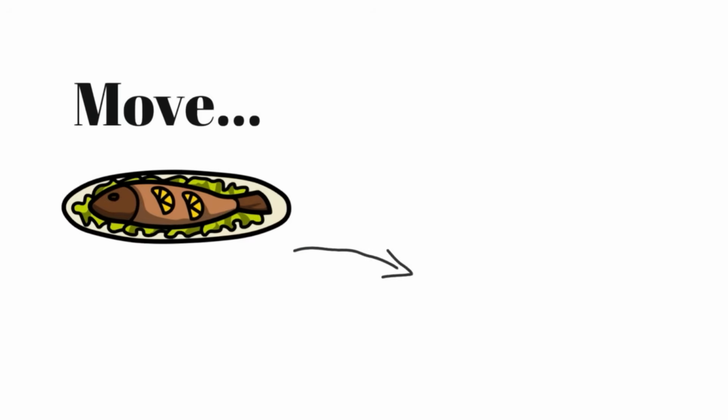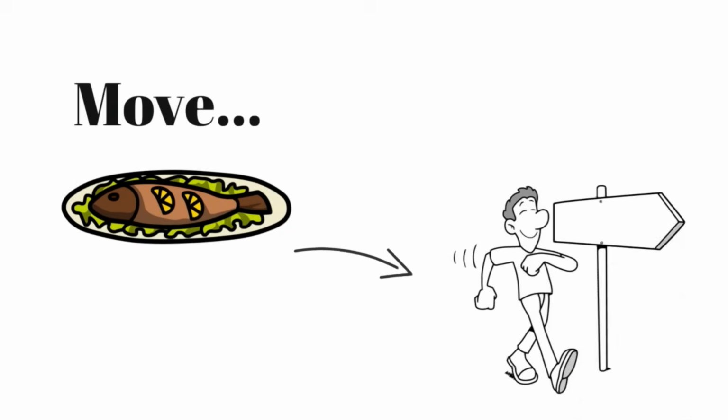On to the last 1-minute habit of this video, and that is to take a brisk walk after your meals. Just 10 minutes of walking can help you lower your blood sugars and improve your insulin sensitivity.